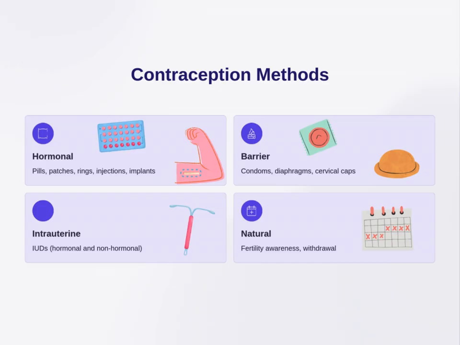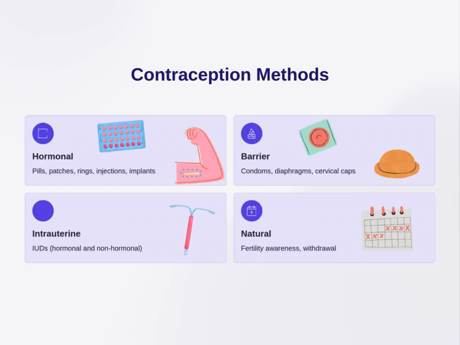Injections like Depo-Provera, that's typically every 3 months. They get an injection, it's good for 3 months, they come back in. Implants like the Nexplanon, or I think it's Nexplanon, is inserted, and it is good for 3 years, I believe. It's inserted into the arm.